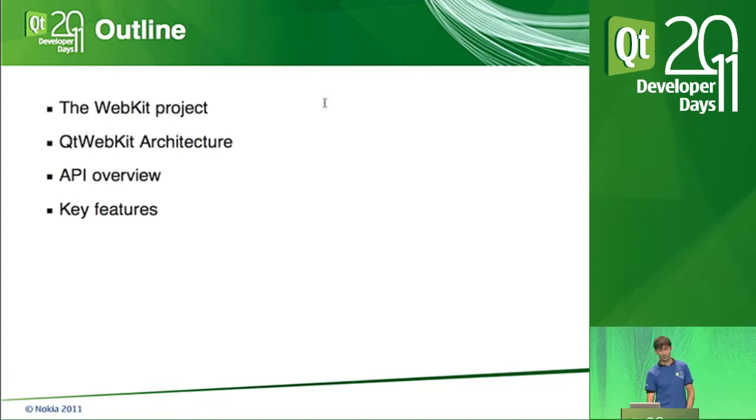So what are the things we're going to talk about? First, I'll start with the WebKit project, try to take the bigger picture, and mention a bit the community. Then we'll talk about Qt WebKit, its architecture, why it's there originally, and when it's nice to use. Then I'll try to walk you through the API that is there at the moment, and try to highlight some key features.